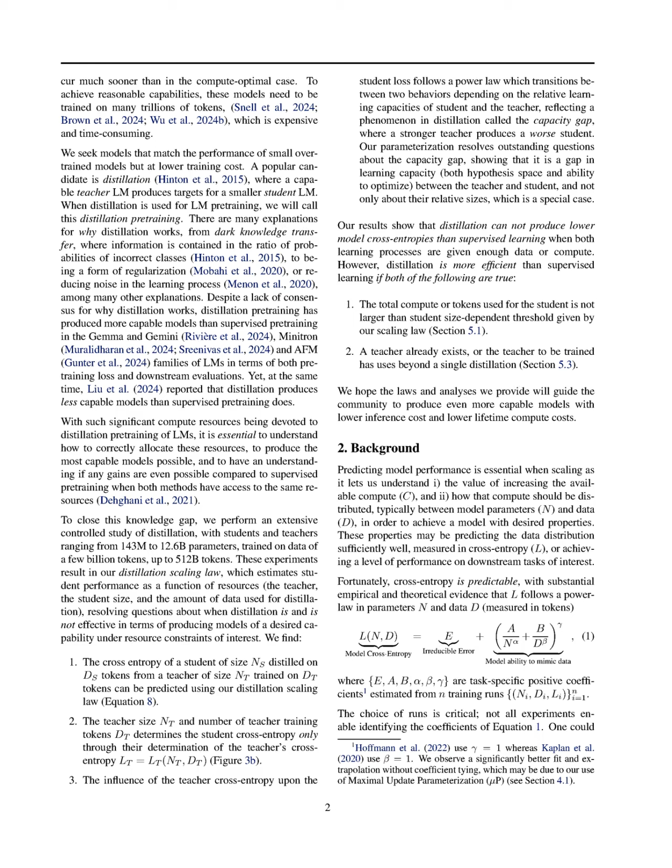The distillation method was validated through an extensive controlled study involving various teacher and student models ranging from 143M to 12.6B parameters, trained on data from a few billion tokens up to 512B tokens. The effectiveness of distillation was evaluated using cross-entropy as the primary metric, which measures the performance of the student models produced through distillation compared to those trained via supervised learning.